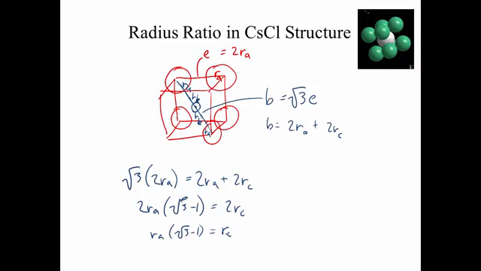And so then the radius ratio, if we divide RC by RA, is going to be equal to the square root of 3 minus 1, which equals 0.732. So for the cesium chloride structure, if everything is touching, so we're contracted as much as we can be, following Pauling's principle there, then the radius ratio would be 0.732.